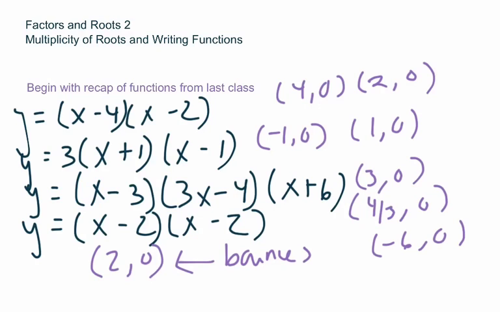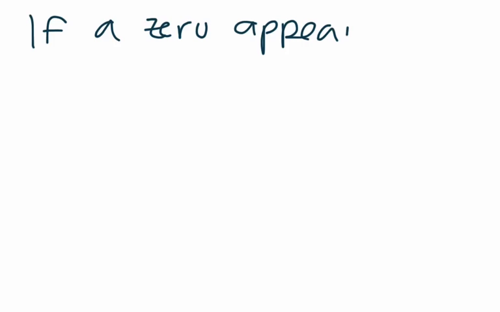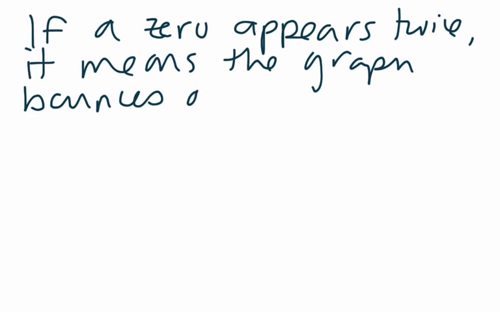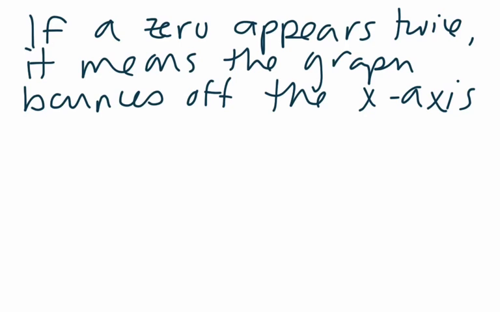Now, here's the key idea. If a 0 appears twice, it means the graph bounces off the x-axis, and remember what the x-axis is, it's the horizontal axis, but does not cross.